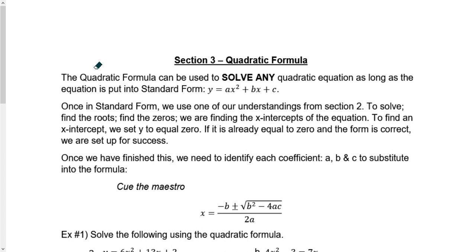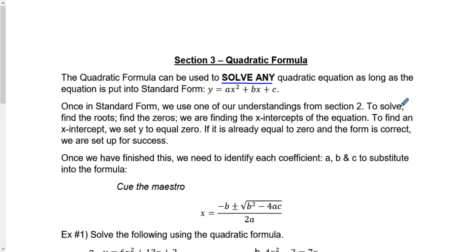The quadratic formula, in addition to factoring, is another method that helps us to solve for x-intercepts or our zeros. But the biggest thing is the quadratic formula can be used to solve any quadratic equation as long as it's in standard form. So ax squared plus bx plus c. Once something's in standard form, we just use one of our understandings from section 2.